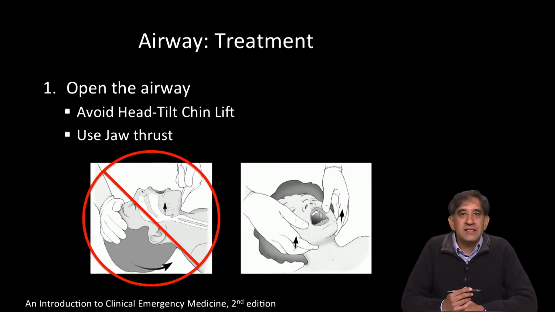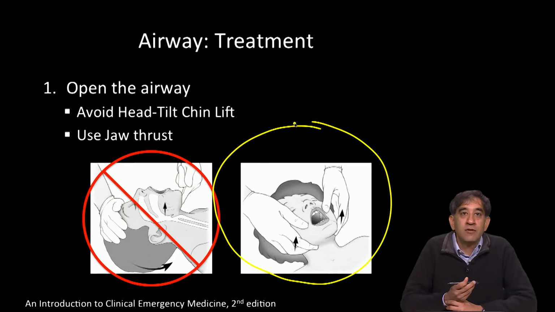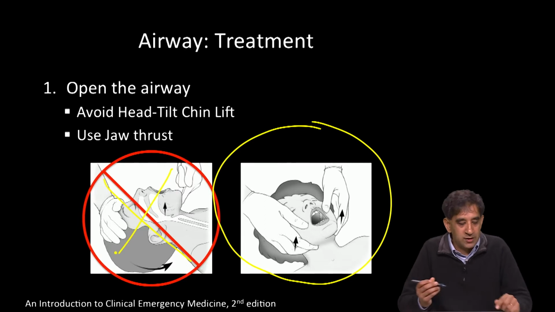In terms of treatment, step one is always going to be to open the airway. And in this particular circumstance, the difference between opening the airway in a trauma patient and a medical patient is that we generally are always going to use the jaw thrust maneuver, and we're going to avoid the head tilt chin lift maneuver because potentially performing the head tilt chin lift could injure the patient's cervical spine. So in order to prevent that injury, we're going to use the jaw thrust maneuver preferentially.